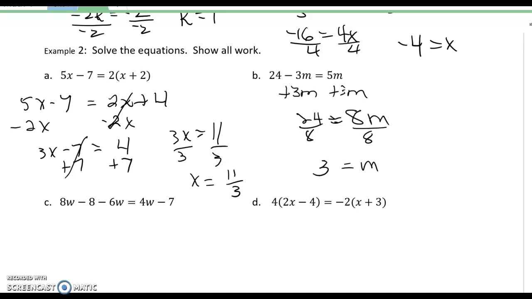So we're going to add 3m to both sides. Then we get 24 is equal to 8m. Isolating the variable, get m by itself. So we're going to undo the operation of multiplying by 8 by dividing both sides by 8. And we get m is equal to 3.